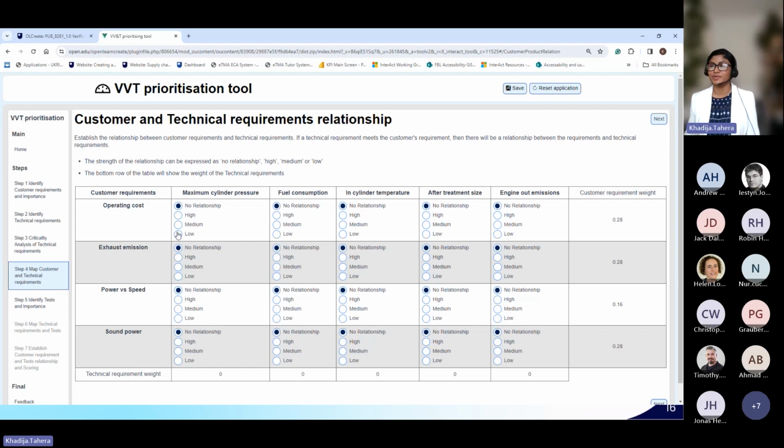Probably it's not relevant to us anyway. So let's say for operating cost, I'm dealing with the customer requirements and how that is related to the specification of the engine. So there is, let's say five, a medium relationship with the fuel consumption, a high relationship, and then cylinder pressure, let's say high, after treatment size is a low to no relationship, and engine emission is a medium relationship.